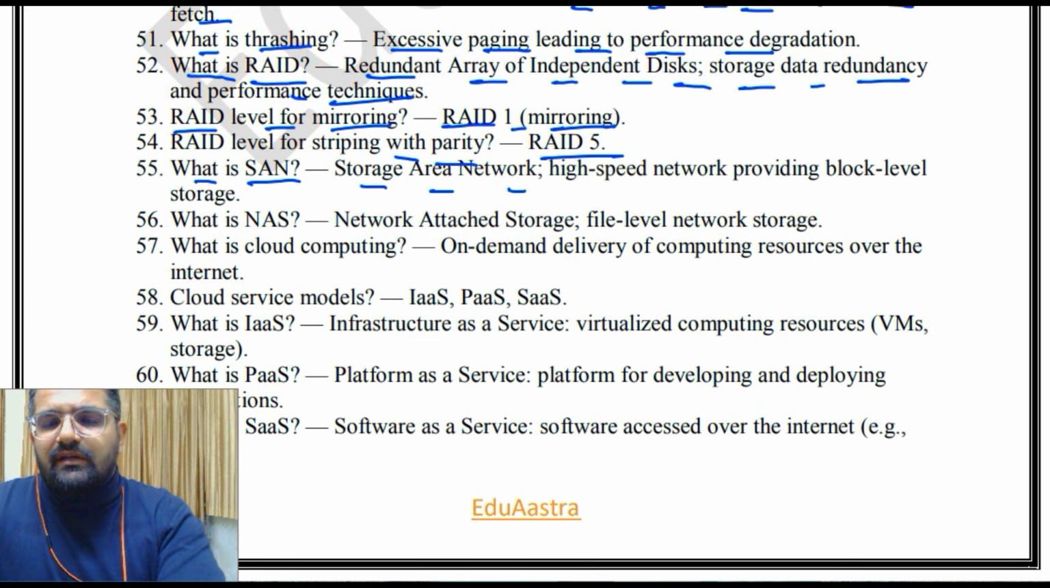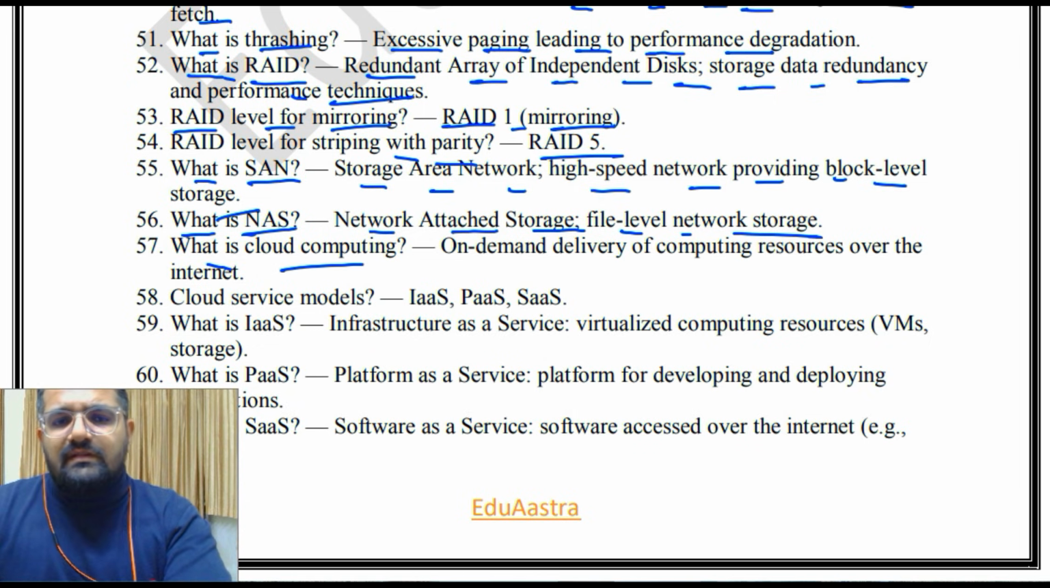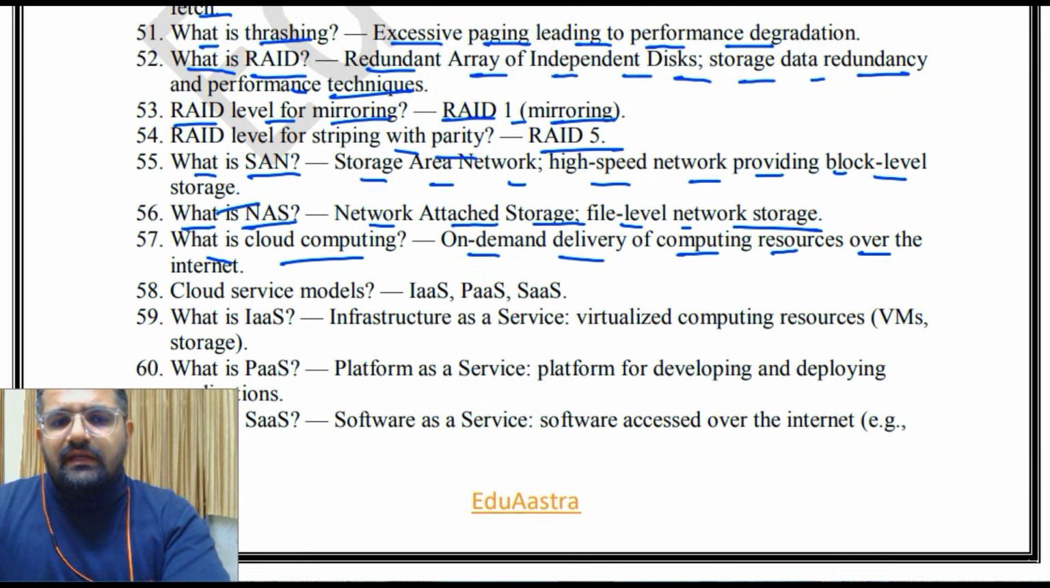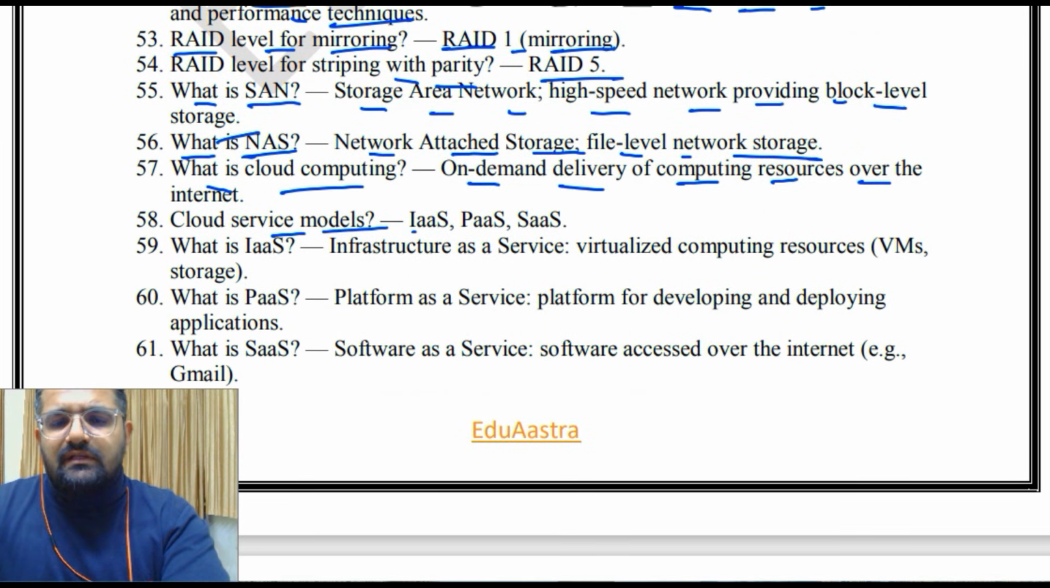Storage area network. High speed network providing block level storage. What is NAS? Network attached storage. File level network storage. What is cloud computing? On demand delivery of computing resources over the internet. Cloud service models: IaaS, PaaS, and SaaS.